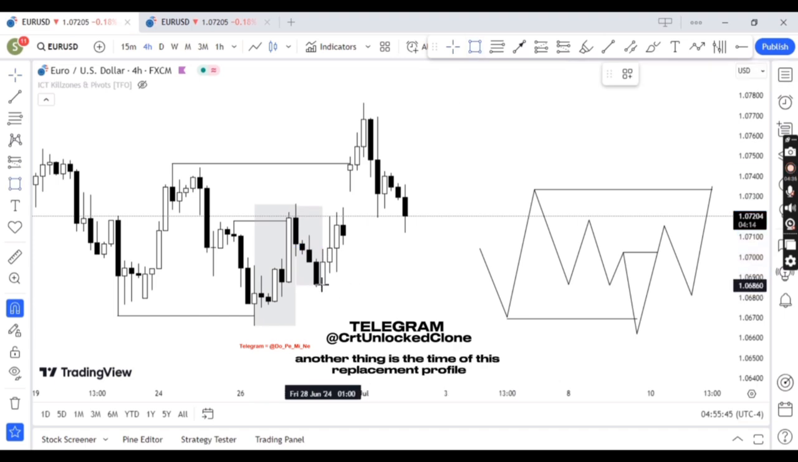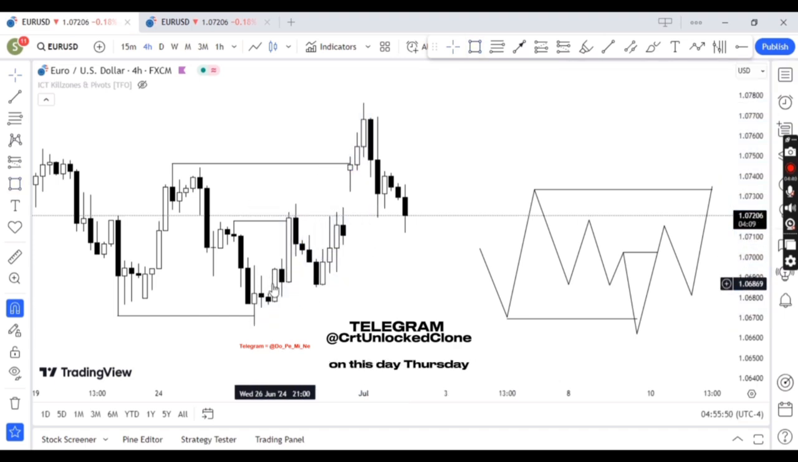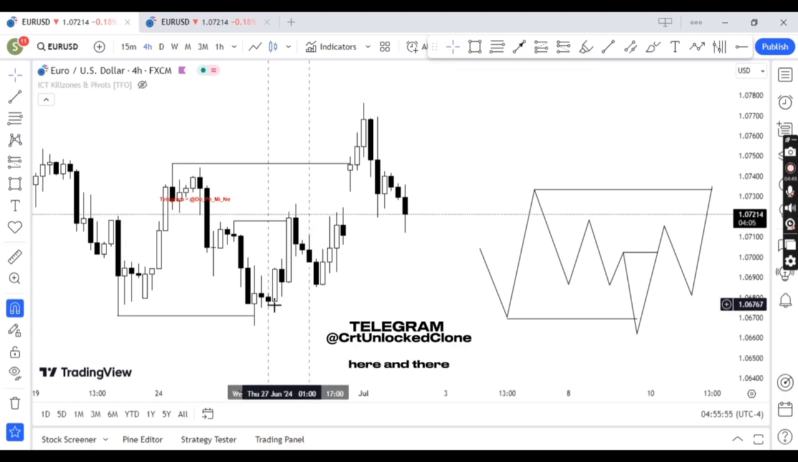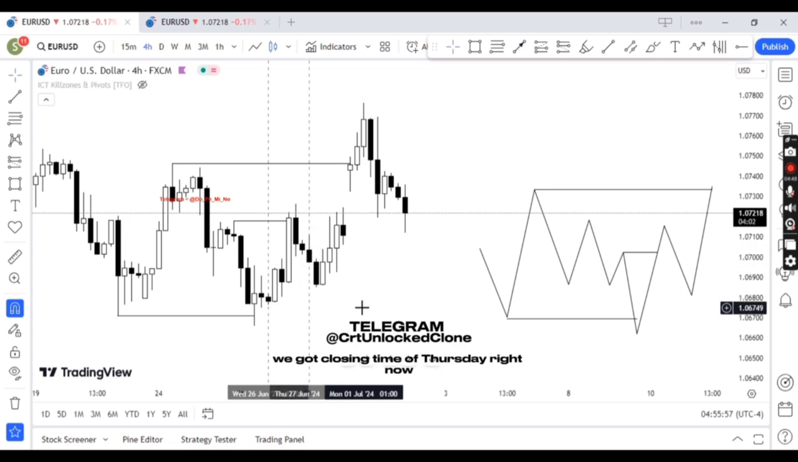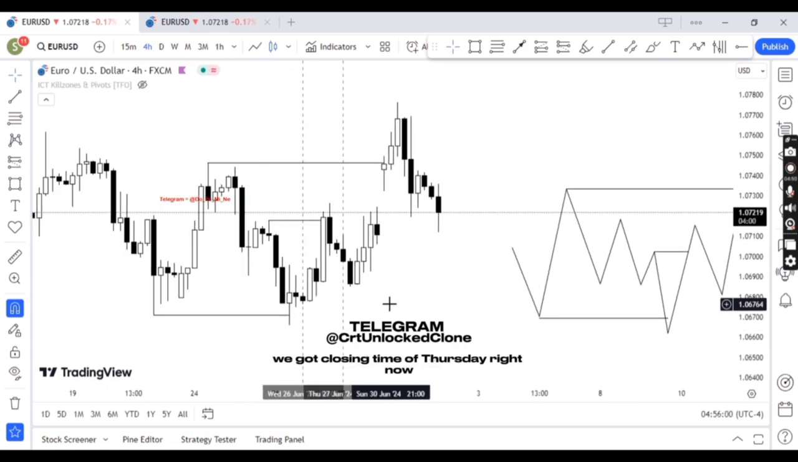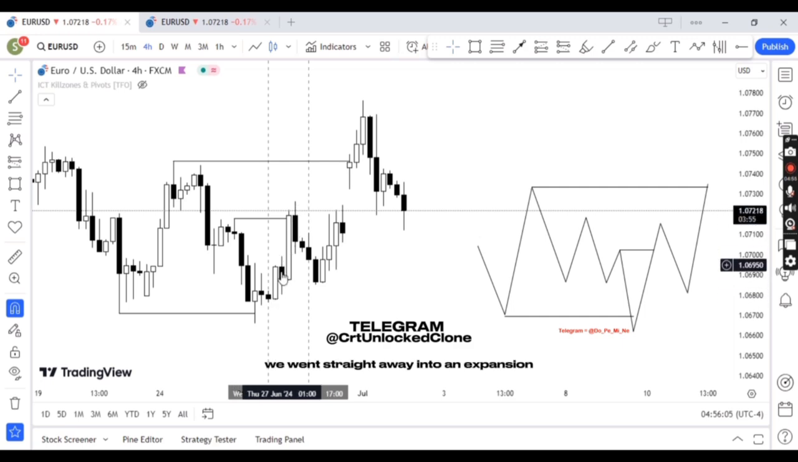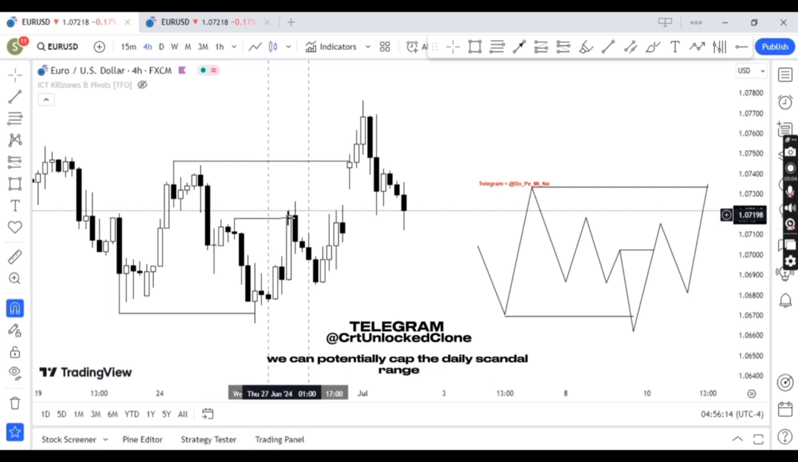Now another thing is the time of this retracement profile right here. You can see that if we plot the opening times on this day, Thursday, you can see here we've got this opening time here, and there we got the closing time of Thursday, right? Now you can see that right away after opening time we went straight into an expansion and took out that range high right here, right? And we already had a huge expansion for the first half of the day on Thursday, and now we can potentially cap the daily candle range and retrace and form the wick high of the daily candle.